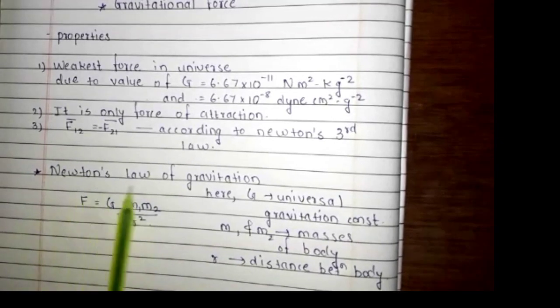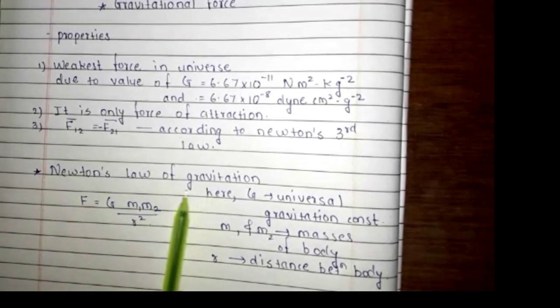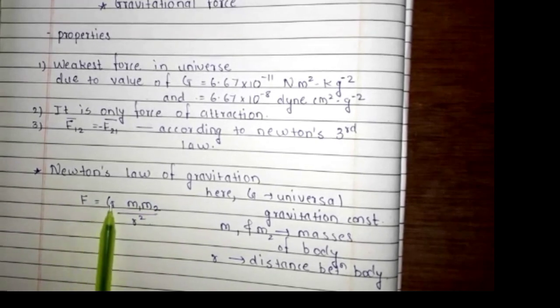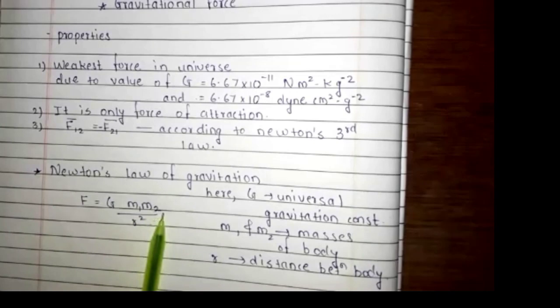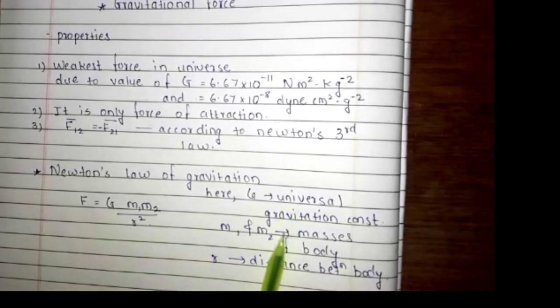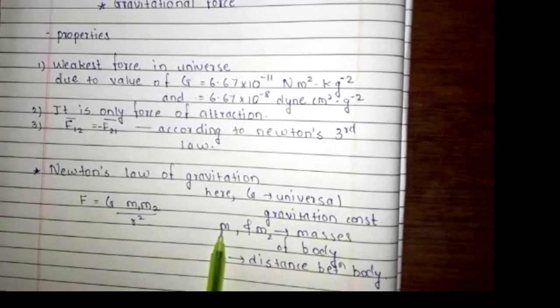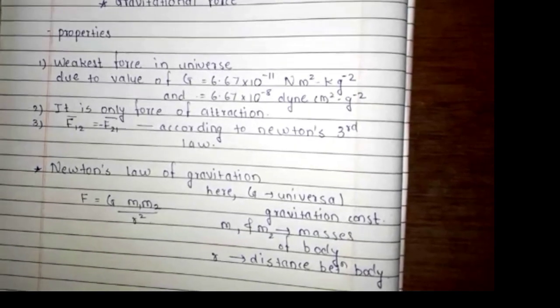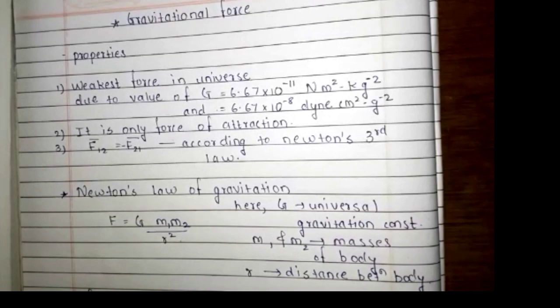Now, Newton's law of gravitation. According to this, we get the equation that gravitational force is equal to G m1 m2 upon r square. Here, capital G is the universal gravitation constant, m1 and m2 are the masses of the bodies, r is the distance between the bodies, and F is the gravitational force. Now, let's do a numerical based on this.